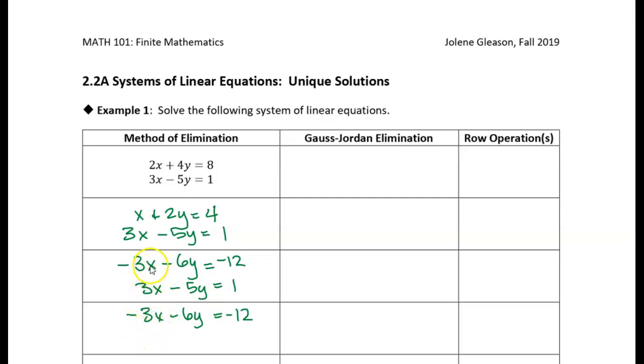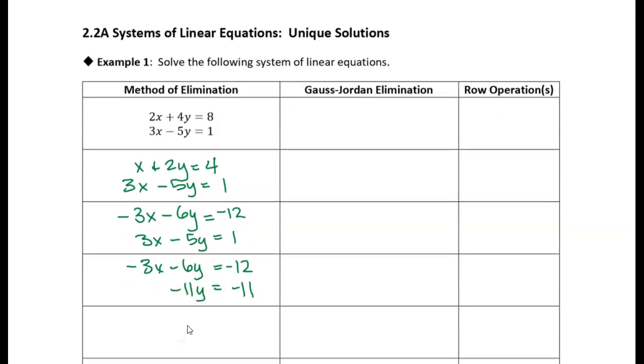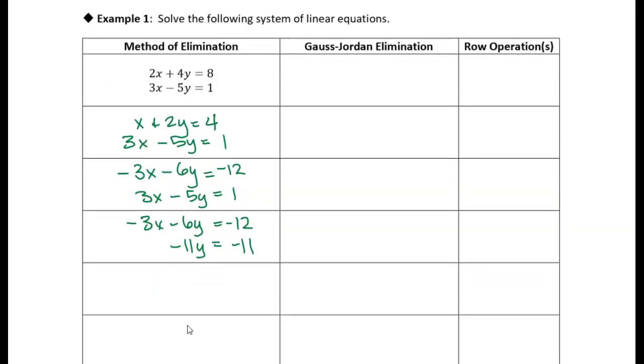All right, so 3x plus -3x just becomes 0. So I can kind of skip writing that. I have -5y plus a -6y becomes a -11y. And 1 plus a -12 becomes a -11. All right, now you can see that second equation. I can divide both sides by a -11, right? And then I'll have y.